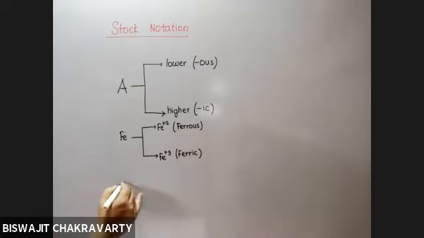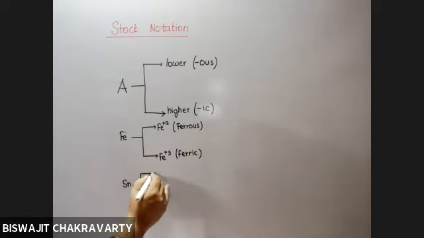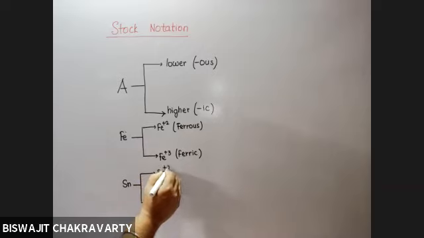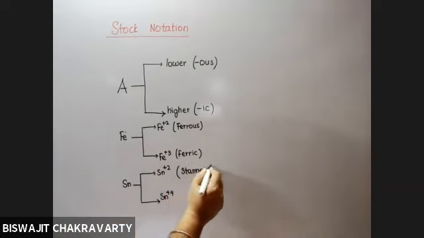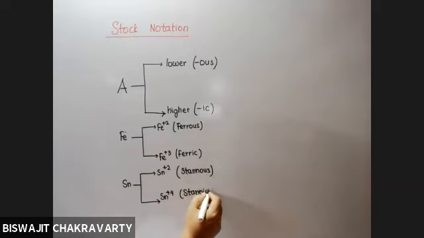Similarly, if you have tin, it exists in two oxidation states, Sn plus 2, Sn plus 4. The lower oxidation state and higher oxidation state accordingly will be called stannous and stannic. Are you understanding the point? Yes, sir. Can you explain again?